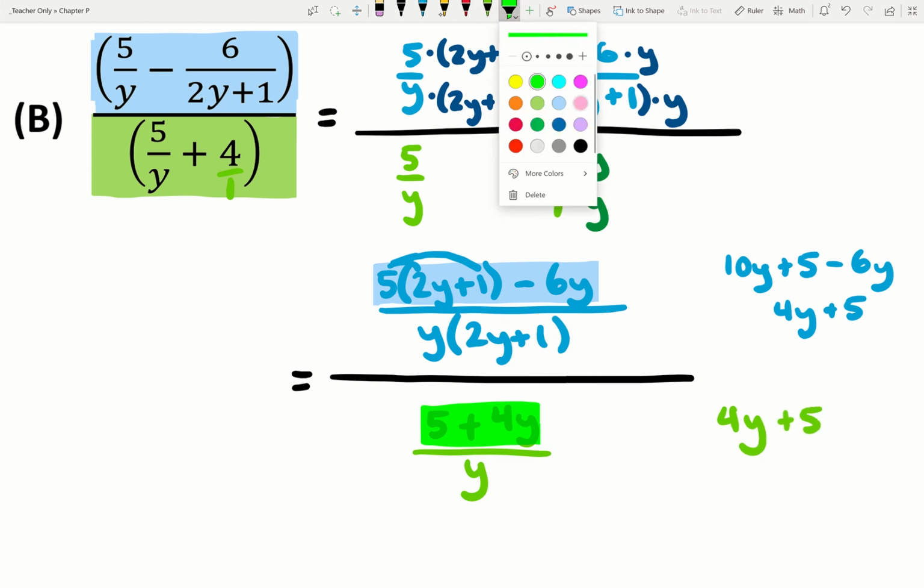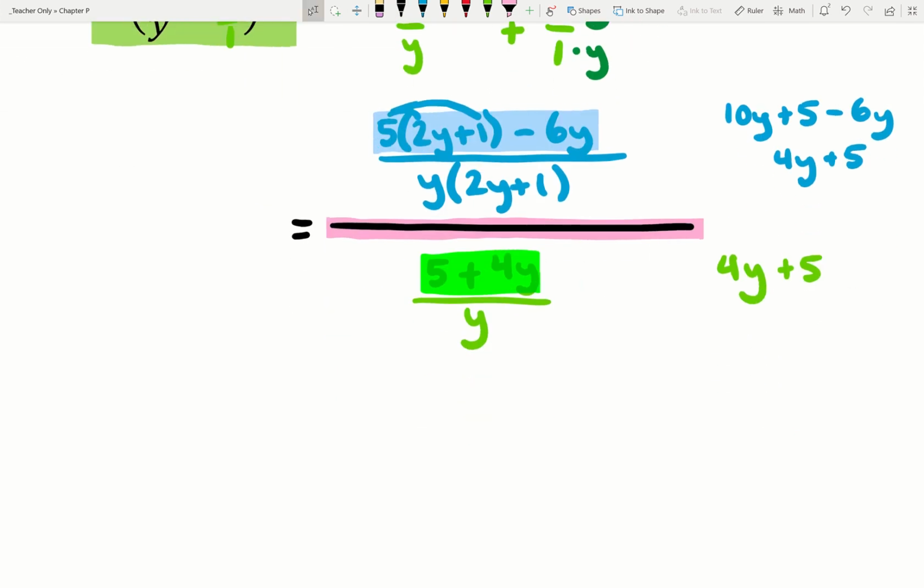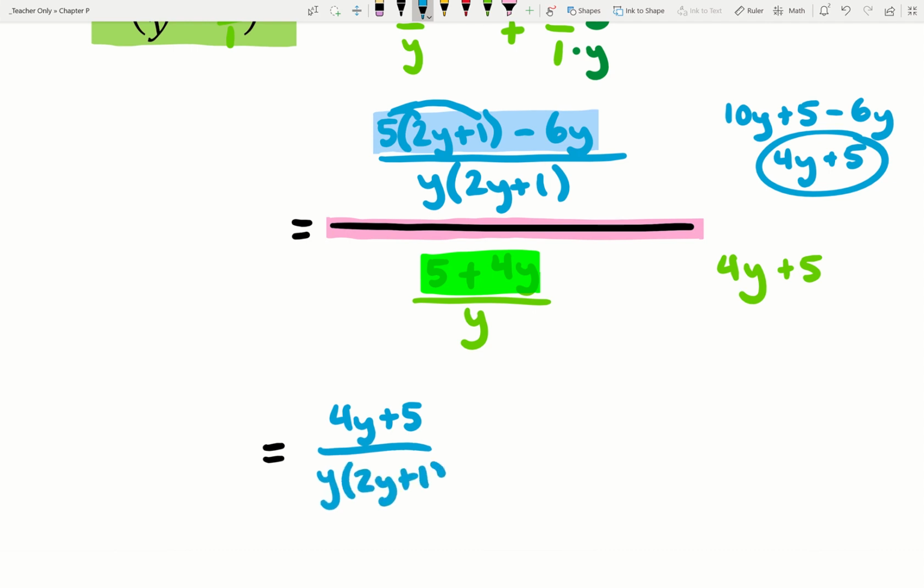And speaking of the next step, we are going to proceed with our guidelines from up above, which means that now that we've condensed the numerator into a single fraction, and same thing with the denominator, I'm going to change this operation of division right here to multiplication by the reciprocal, okay? And so on my next line down here, I'm going to have my blue fraction in the top, which remember we simplified that numerator to 4y plus 5 all over y times 2y plus 1.